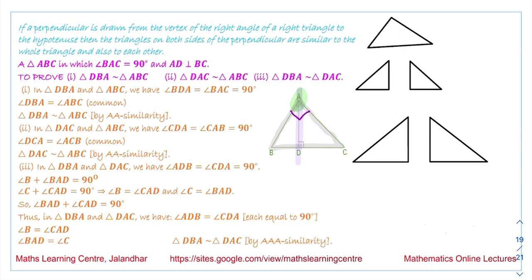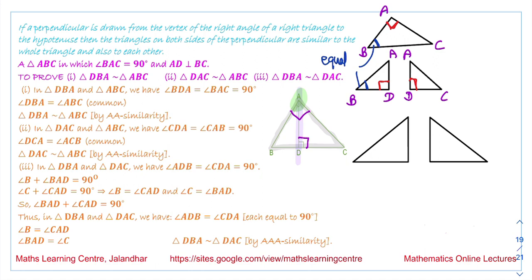It means this angle at A is 90 degrees, and this angle at D is 90 degrees. So we have to prove that the triangles on both sides of the perpendicular are similar to the whole triangle and to each other. So we have to prove that triangle ABC is similar to triangle ADB and similar to triangle ADC. If we look at these two triangles, the angle at A is 90 degrees and the angle at D is 90 degrees in both these cases. Then this angle at B and this angle at B are equal. These are the same angles.